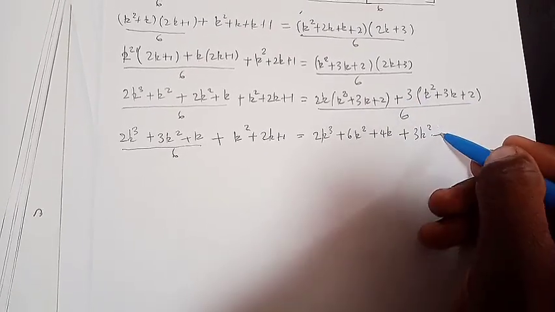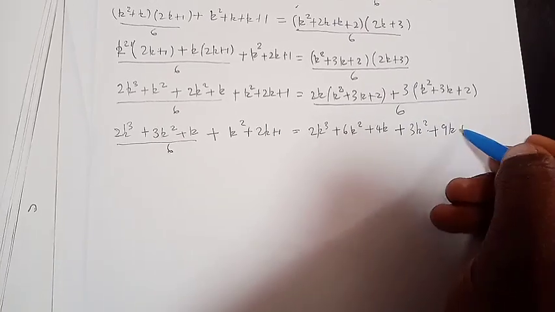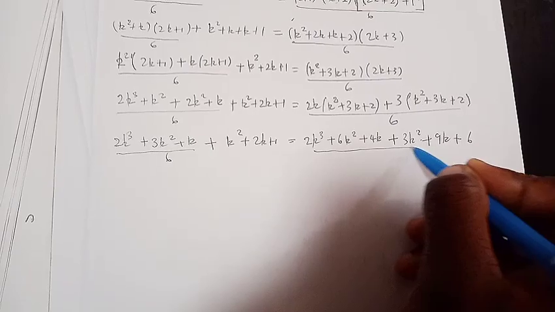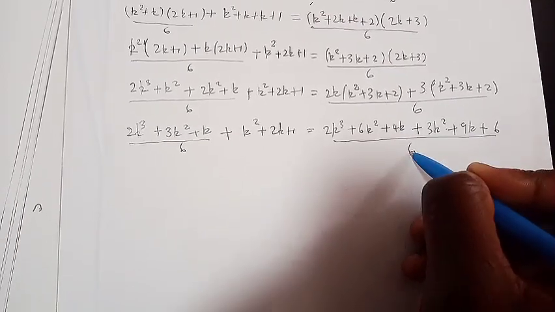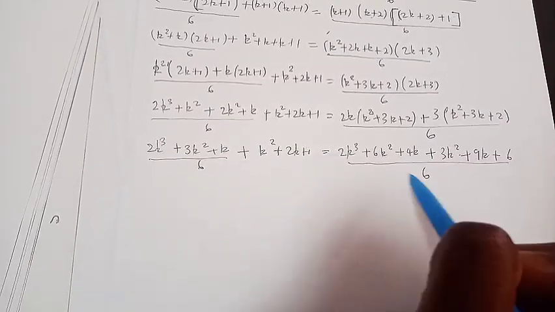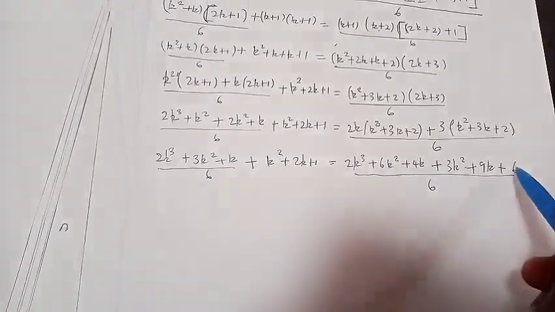Plus we get a plus. 3 multiplied by 3k, we get 9k. Plus we get a plus. 3 multiplied by 2, we get a 6. Then we divide the whole expression by 6. Okay, now from here, what do we do? From here, I want us to remove this 6. So we multiply everything by 6.